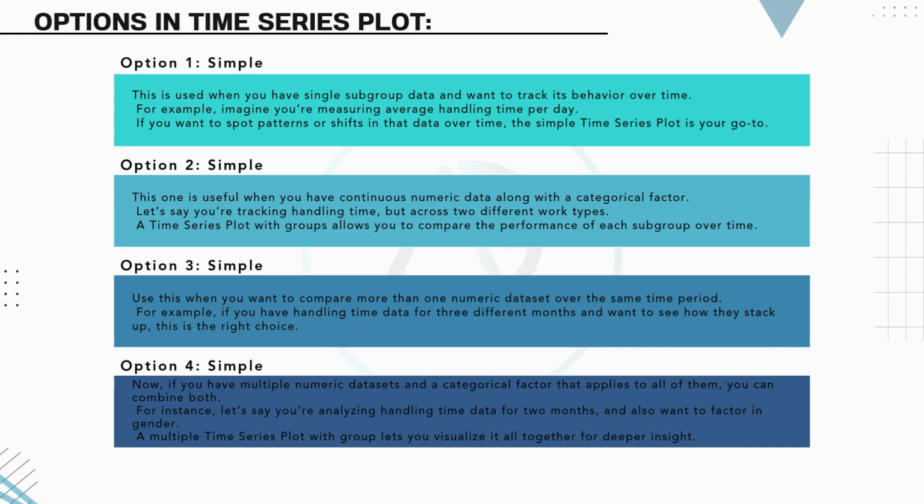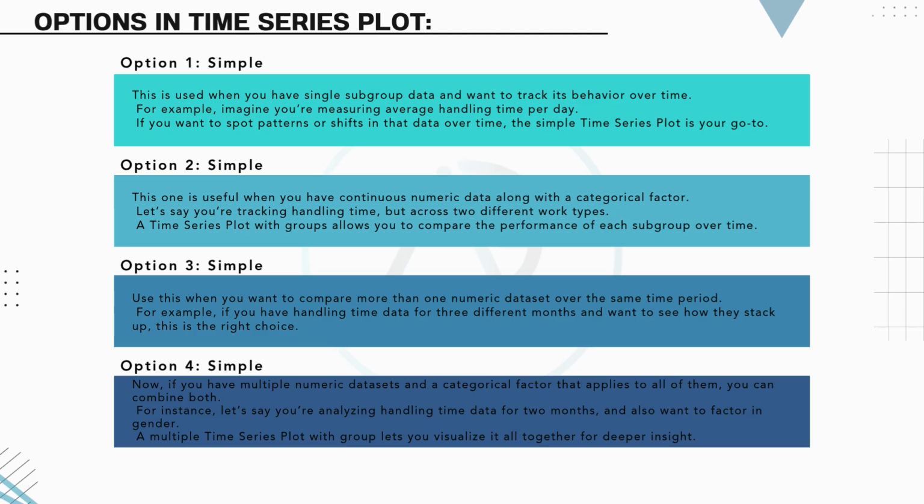Option 1. Simple. This is the most basic time series plot. Use it when you have a single numeric dataset over time, like tracking average handling time per day. It's ideal for spotting patterns or shifts in a single process over a period.